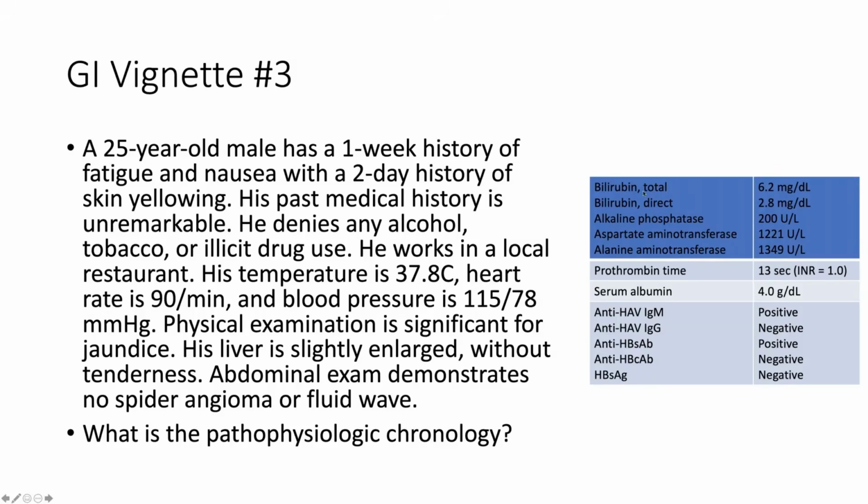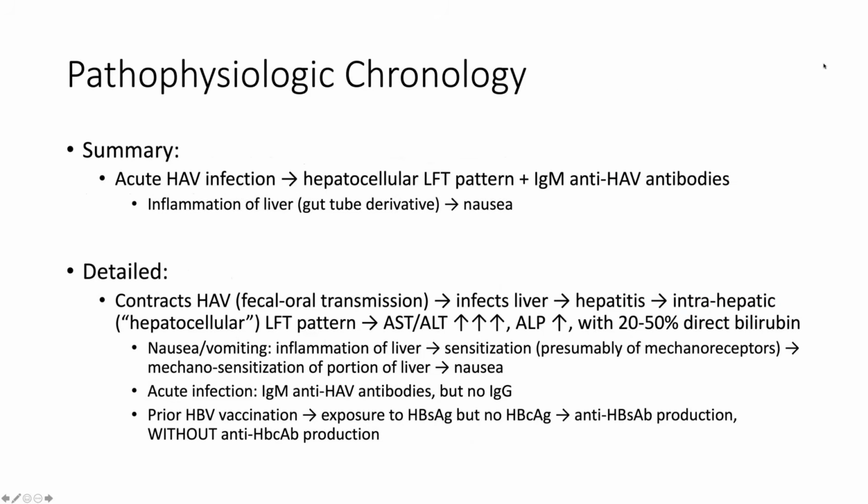So his labs, you can see, are bilirubin total is 6.2, direct bilirubin is 3.8, Alk Phos is 200, AST is 1221, alanine aminotransferase, so ALT, is 1349. PT and albumin are normal, and he's got positive anti-hepatitis A virus IgM, negative HIV IgG, and he's got anti-HBs antibody, which is positive, and then anti-hepatitis B core antibody, which is negative, and negative hepatitis B surface antigen. So I want you to walk through the pathophysiologic chronology. So let's go through the pathophysiologic chronology.